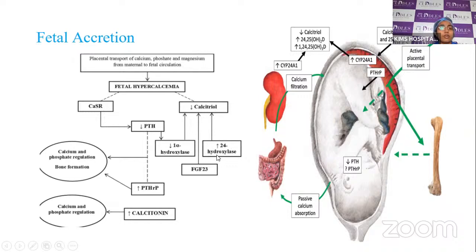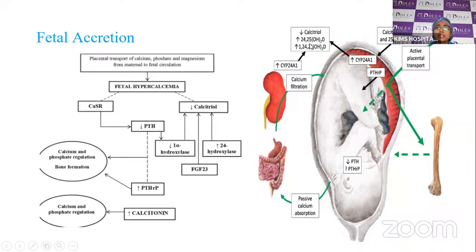It is from the placenta. The placenta produces 24 hydroxylase enzyme, which is also an antagonist for calcitriol. So these are the hormones responsible for the fetal accretion of calcium and phosphate in the baby. So in the fetus, there will be decreased parathyroid hormone and elevation of parathyroid hormone related peptide. And calcitonin hormone will also be higher in the fetus, which causes calcium and phosphorus deposition in the bones.